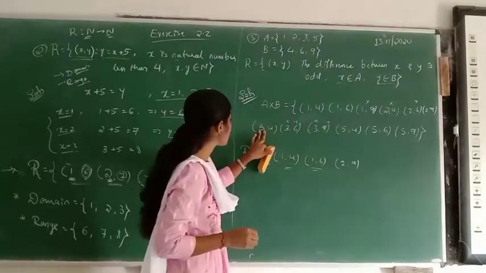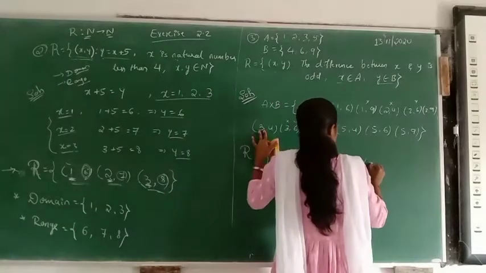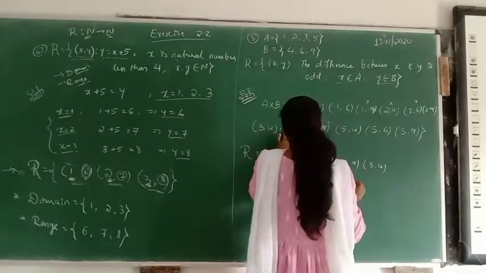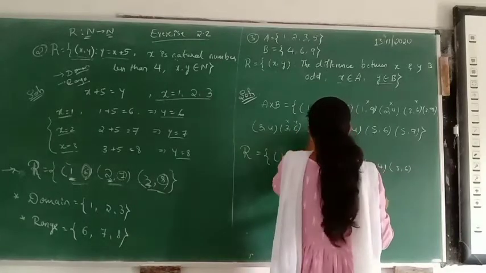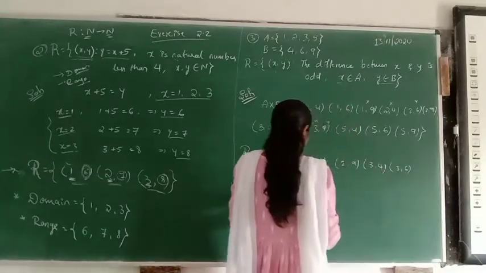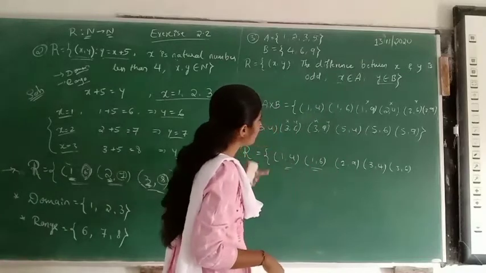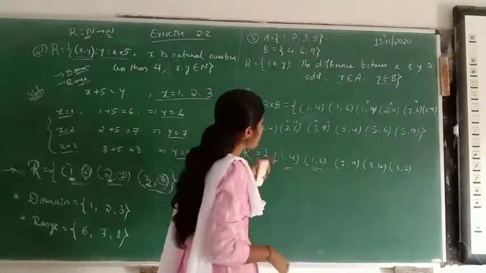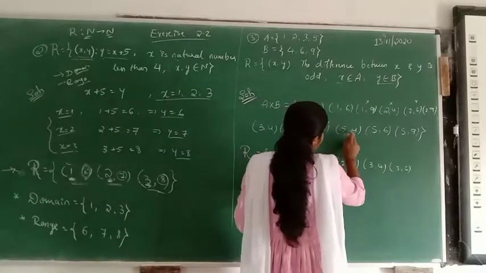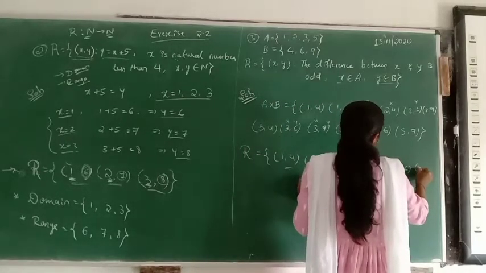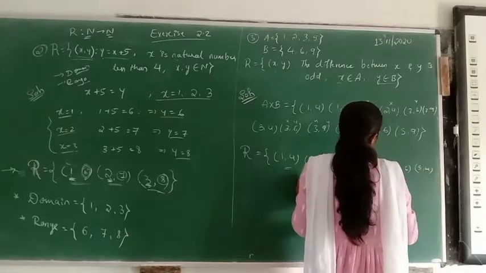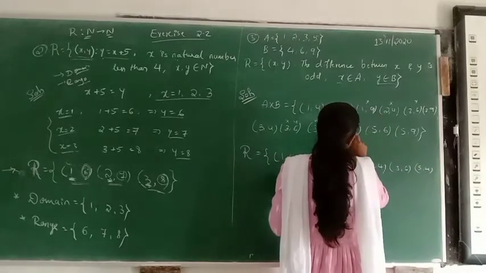Now come to this one. 4 minus 3 is 1, so I will write this 3,4, and 6 minus 3 will be 3, again I will write this 3,6. See, 9 minus 3 is 6, so I will not write this. Then I have 5,4. Okay, 5 minus 4 is 1, so I will write this 5,4.